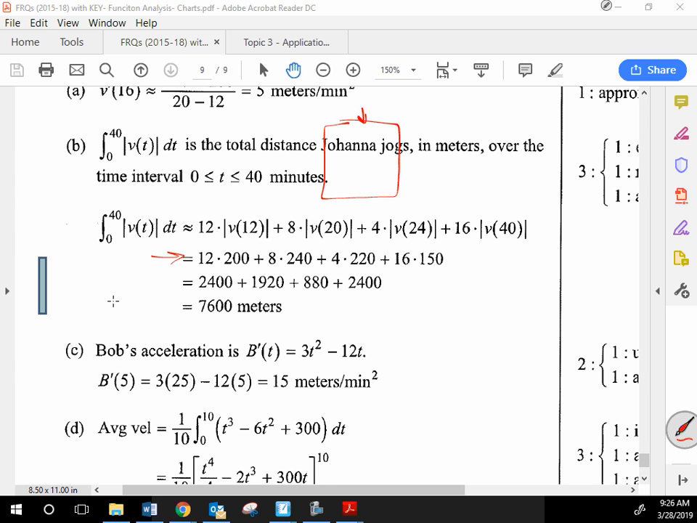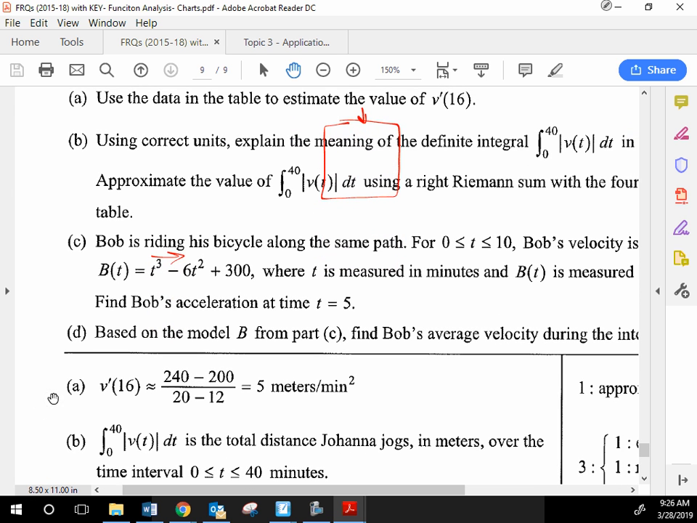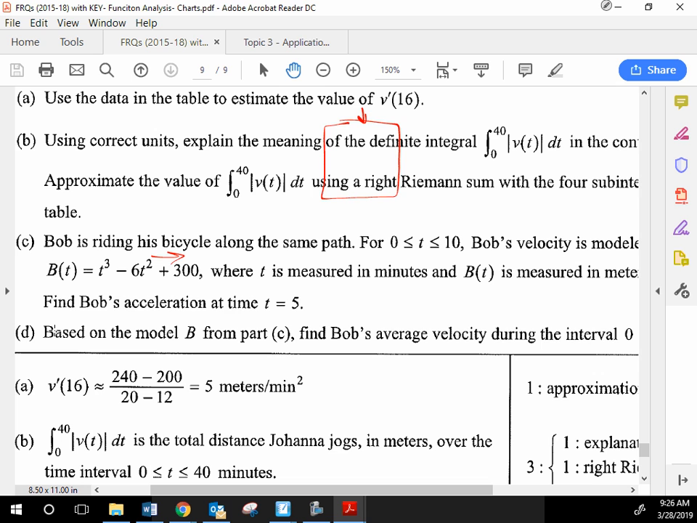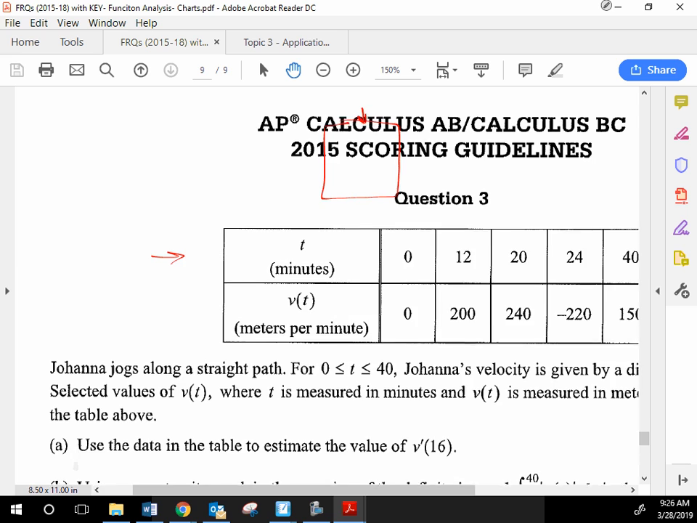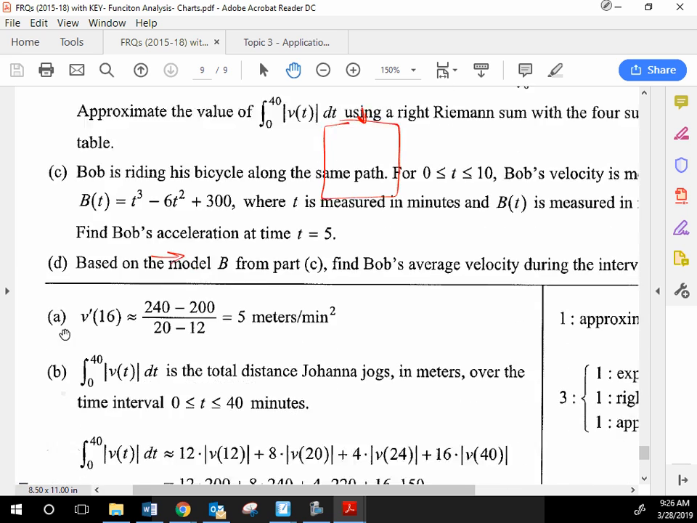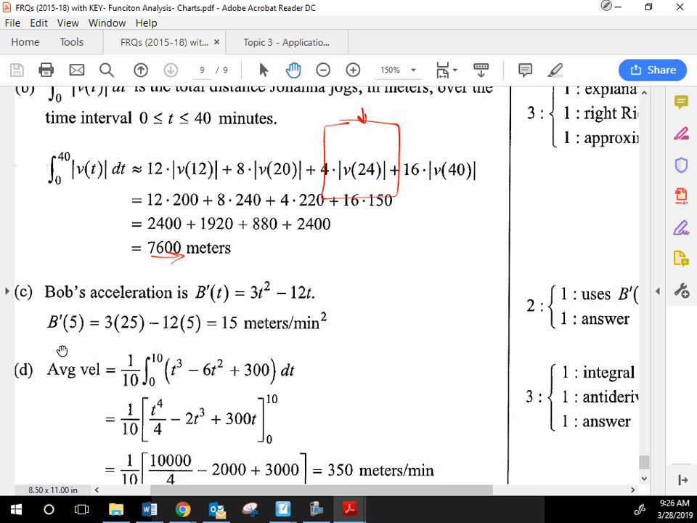All right, and then Bob came along riding his bike. And they gave us his velocity as v of t here, and then they simply just asked you to find his acceleration. This one was our non-calculator, right? Yeah, non-calculator, this one. So you're just doing your derivative. So you got 1 point for using your derivative.